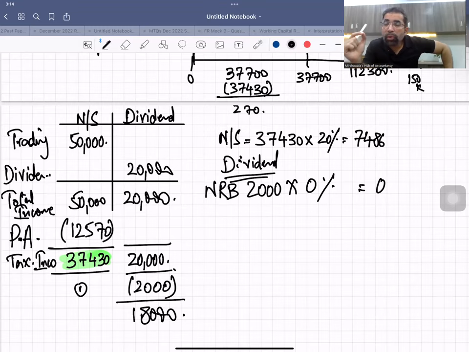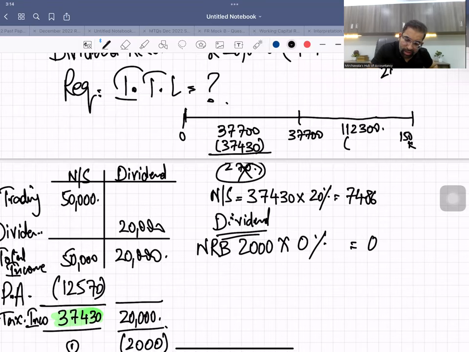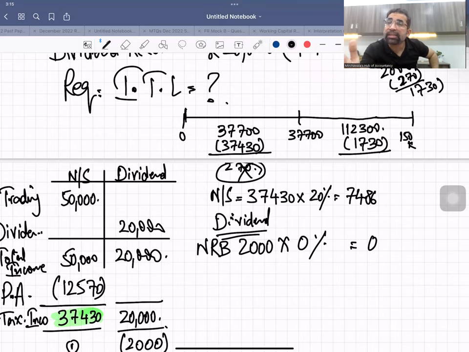Use your brain. Now, one more golden dialogue. Although the tax rate of the NRB is 0%, the NRB always consumes your band. So this is the 2,000 NRB, and this capacity is 270, so the NRB has used this 270. And 2,000 minus 270 is 1,730. The remaining 1,730 is used by the next band. Although the tax rate of the NRB is 0%, the NRB eats your band.